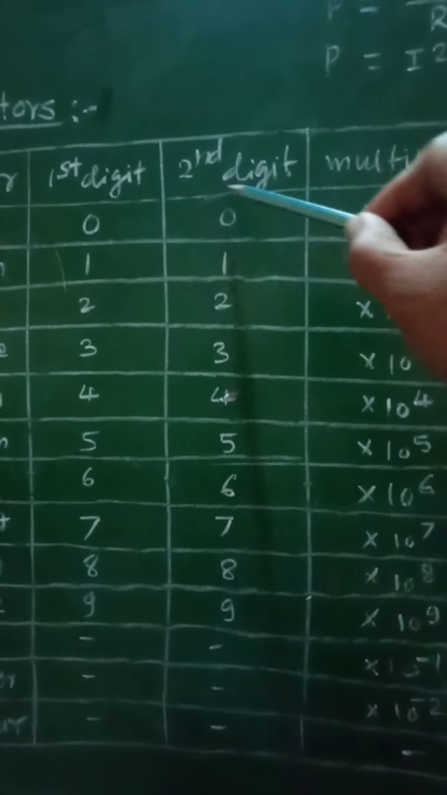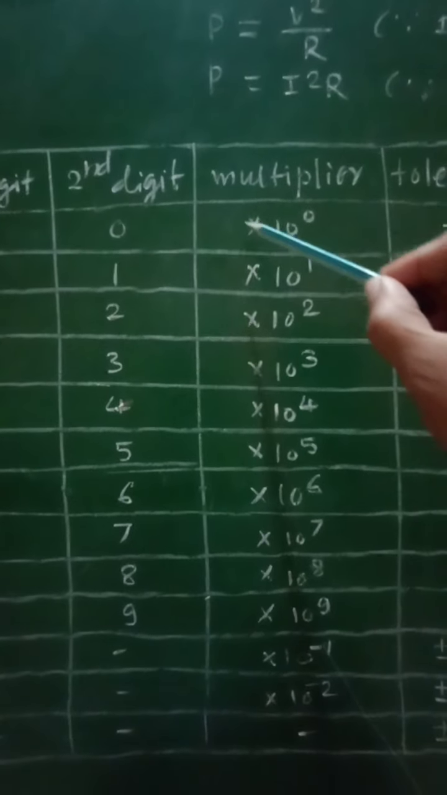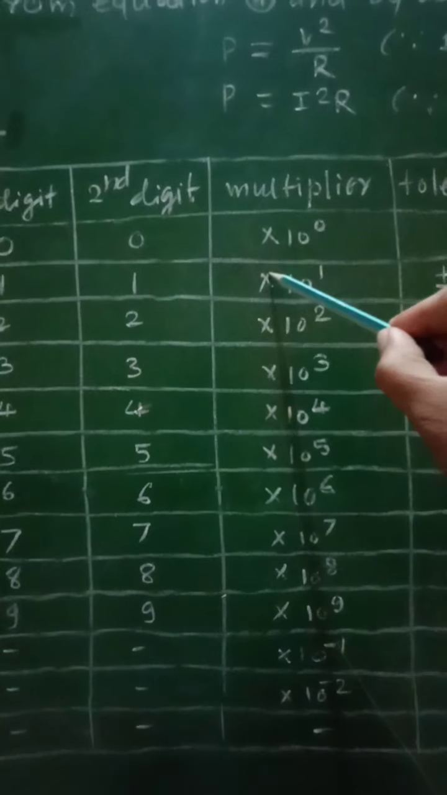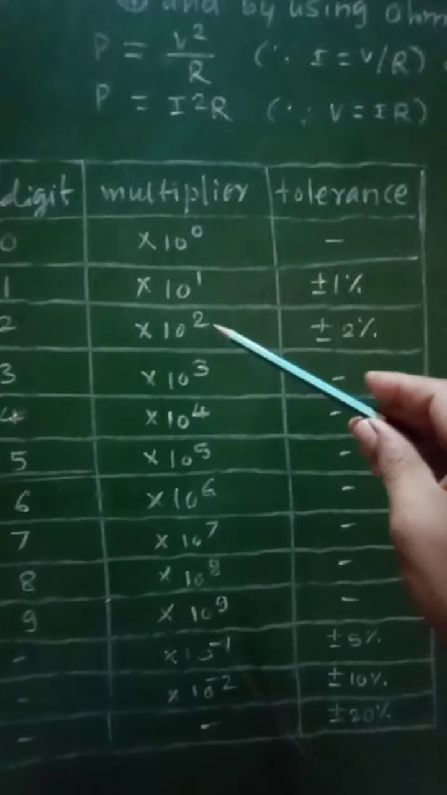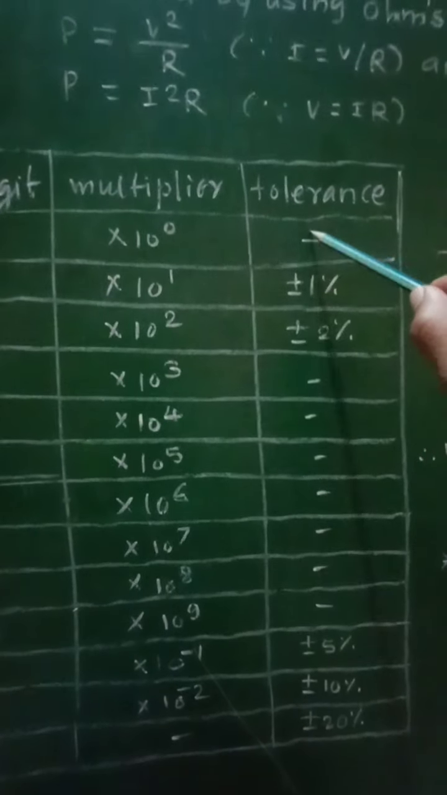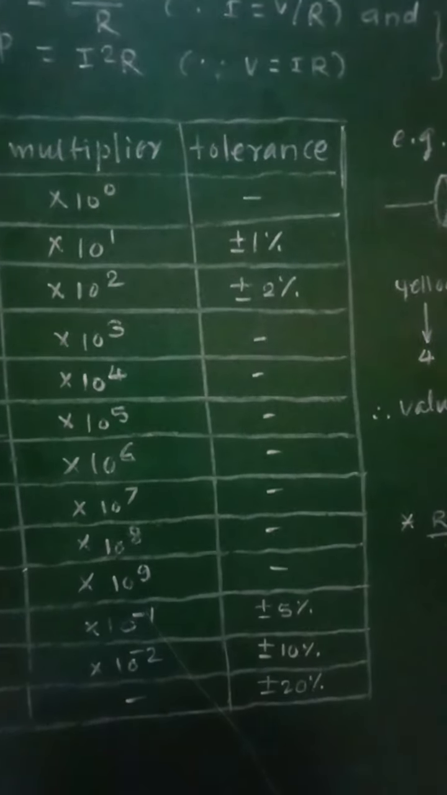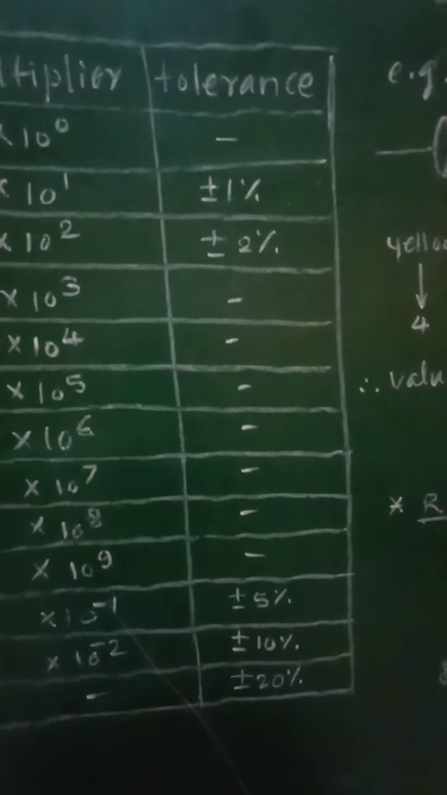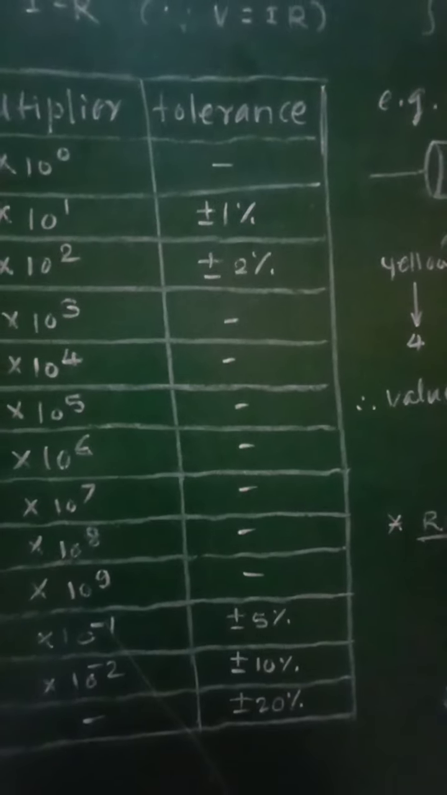Next is the second digit, it will give us the second number in the value of the resistor. The next column is the multiplier, so these two digits will be multiplied by this multiplier in the value of resistance, and the last column will give us the tolerance in the value of resistance, that is the variation in the value of resistance. Less or more variation in the value of resistance will be given by this tolerance.